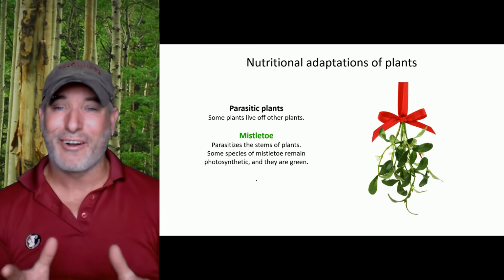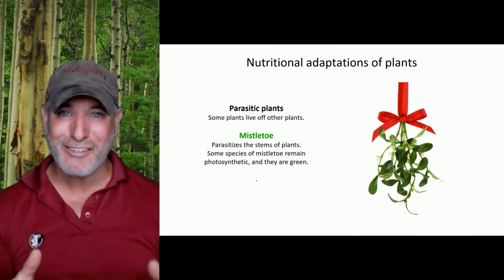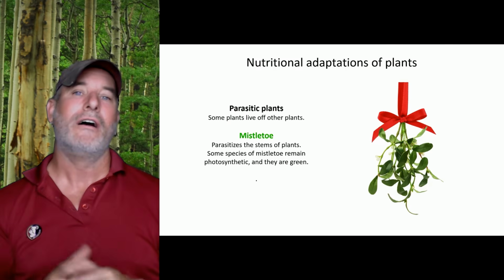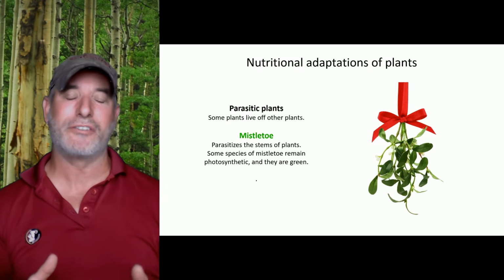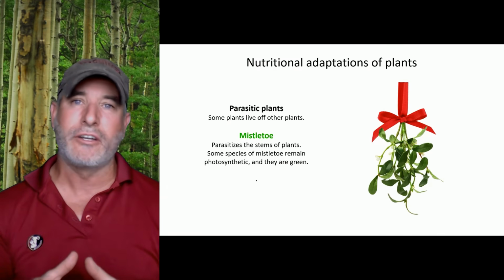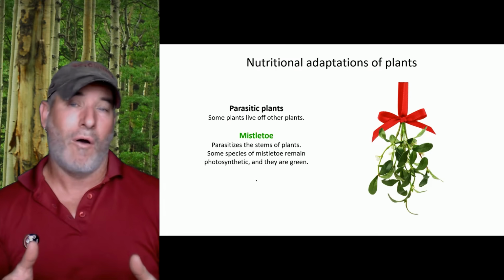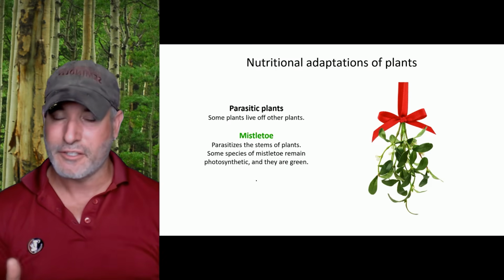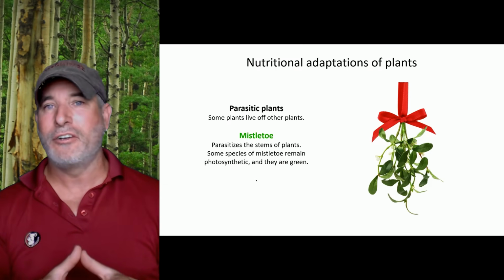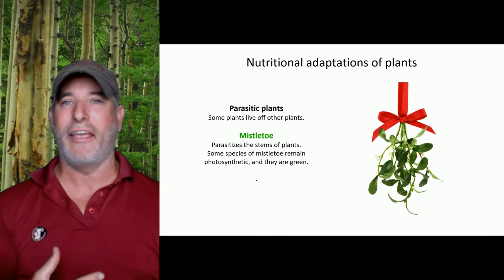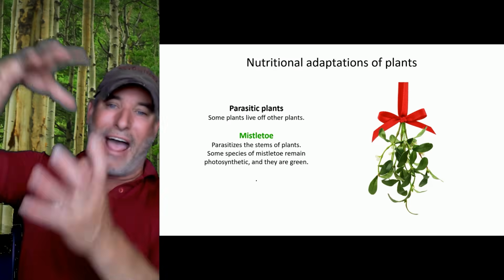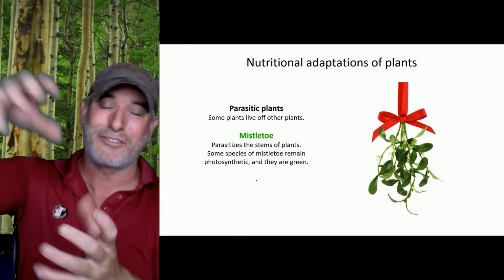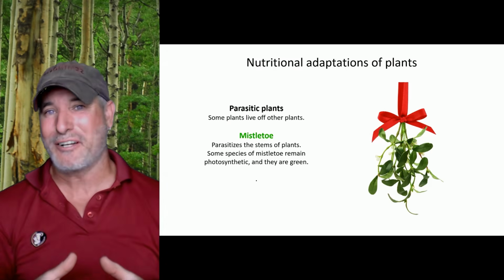Parasitic plants. There are parasitic plants. They're parasites of other trees. One of my favorites, of course, is mistletoe. One way you can identify mistletoe: let's go out in the wintertime, like around Christmas or Hanukkah. And when you go out, if all the trees have lost their leaves, but you see a dark green patch of leaves up there, that's mistletoe.